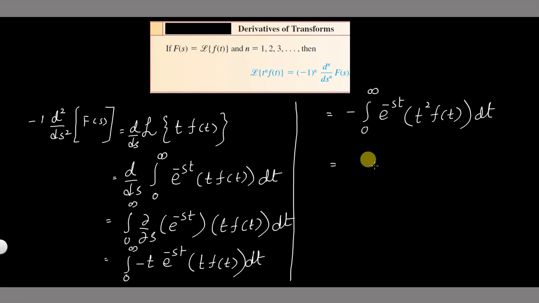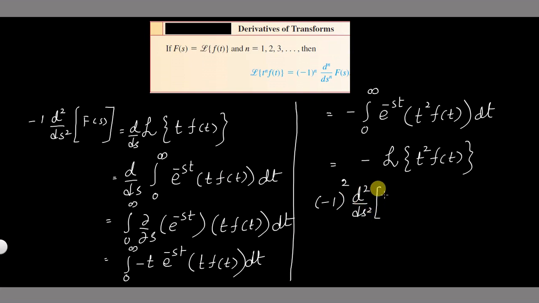So according to the definition, we have minus Laplace of t square f of t, which is equal to, you can say, minus 1 raised to the power 2 d2 over ds square F of s, which is equal to Laplace transform of t square f of t.